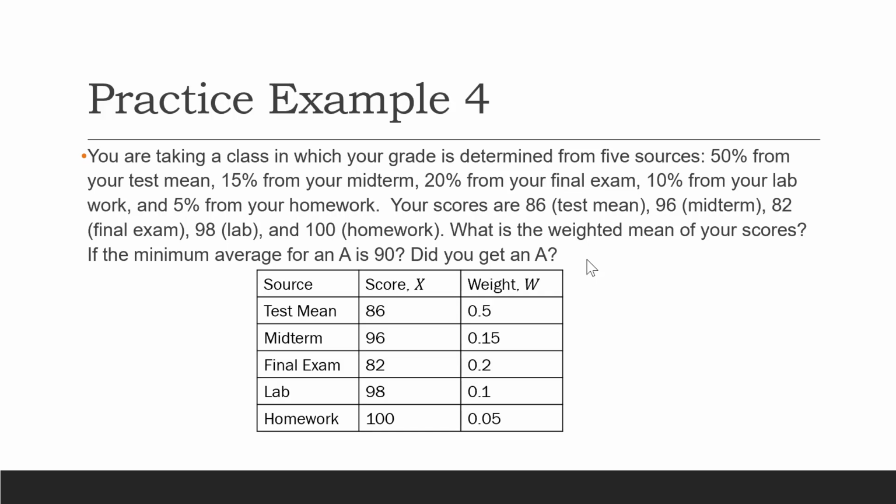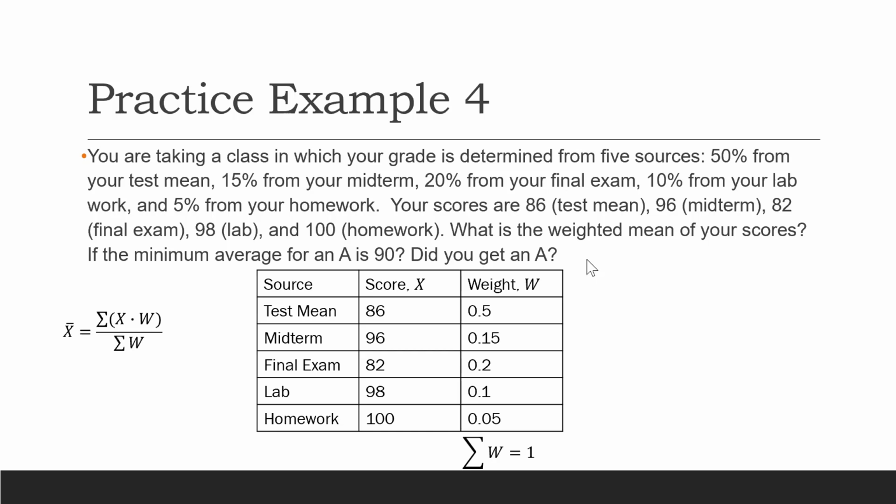Well, I've organized my data into this chart here, and in order for me to get the weighted mean, I'm going to have the sum of the product of X and W, the scores and the weights, divided by the sum of the weights. And one thing about weights, especially in terms of an example like this, we need these weights to add up to 100% so that you'll have a whole grade, right? And so our weights here add up to 1. And so that's going to be our denominator.